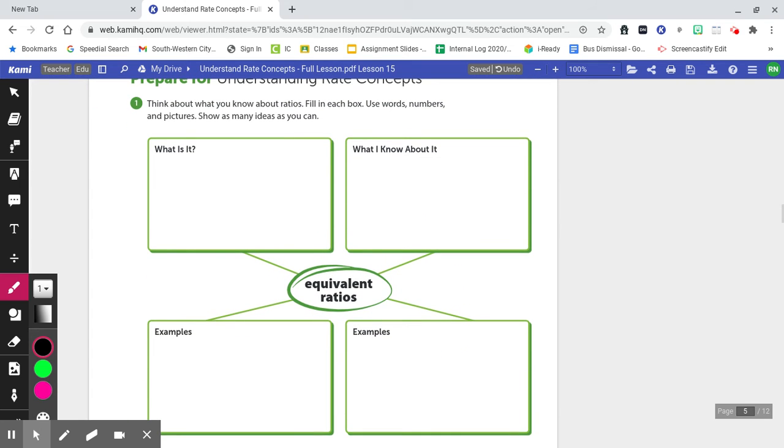Okay, think about what you know, equivalent ratios. Think about when we used the counters. What are equivalent ratios? Why don't you stop, fill in this page, these 4 parts, and then come back and check what I wrote. So what is an equivalent ratio? It's a ratio that has different quantities, but it means the same comparison.